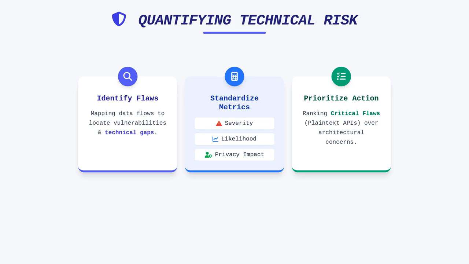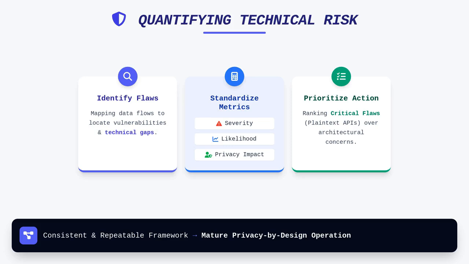A high-risk vulnerability, such as an insecure API exposing sensitive personal identifiers in plain text, must be ranked appropriately against more architectural concerns like excessive data retention. By maintaining a consistent, repeatable framework, we ensure that every application in the enterprise, whether legacy or cloud native, is evaluated against the same privacy rigor. This consistency is the hallmark of a mature privacy by design operation.